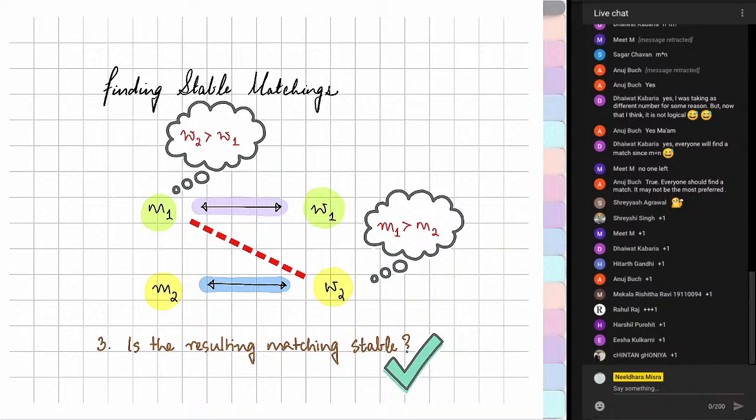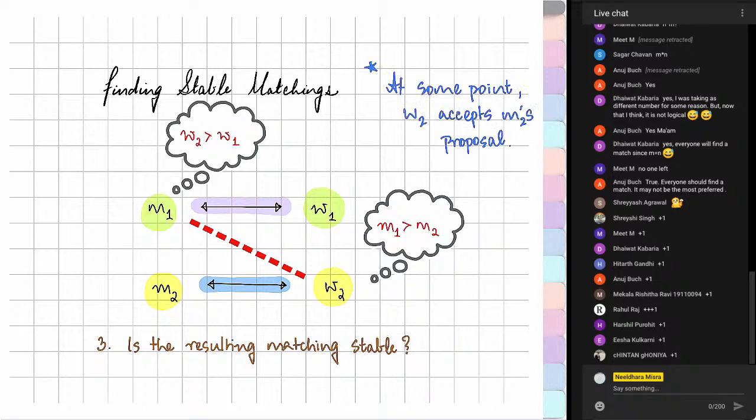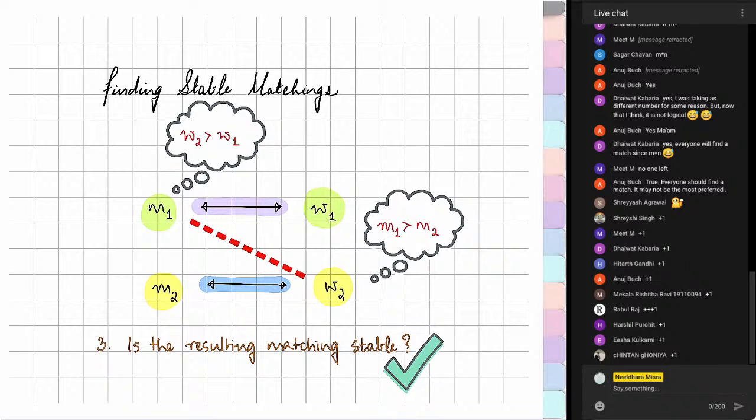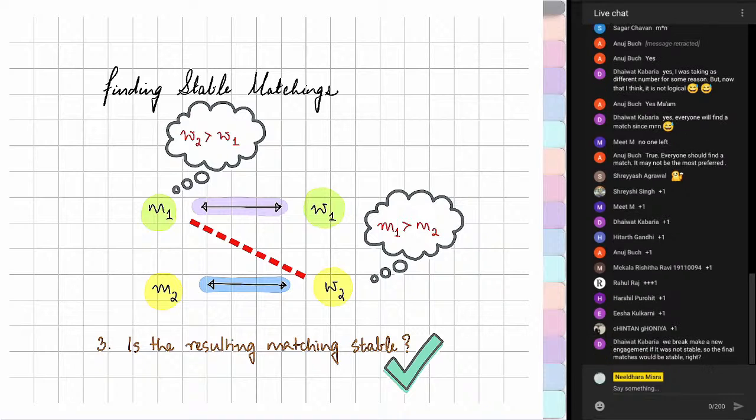So in particular, what can we say about M1 and W2? Our point is that M1 and W2 would have found each other through the mechanism before getting into these suboptimal engagements. Yeah, Dhaivat, that is intuitively correct: if we get somebody better, we make a new engagement. But I think it's still good to formally argue that there is no instability.